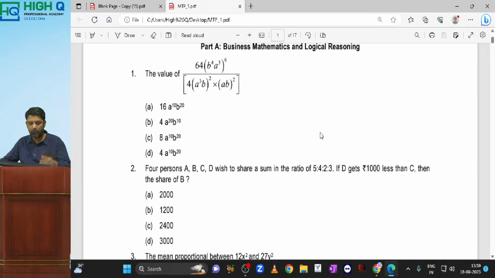Yes, good evening all of you. I hope I am audible. So today we are going to solve one MTP paper. Paper solving is very important, my dear, because this will give you a lot of idea how to approach the paper. That is the reason we are conducting this type of session.